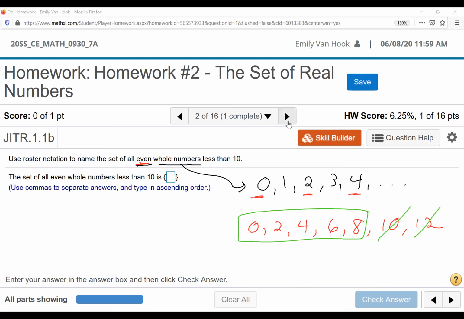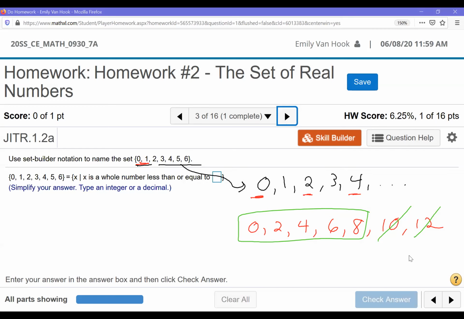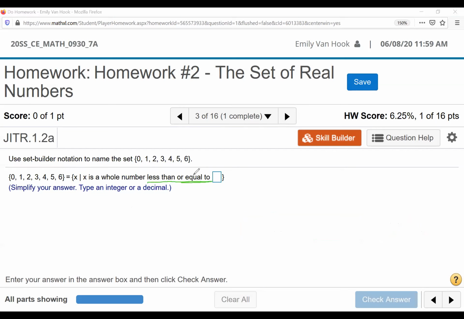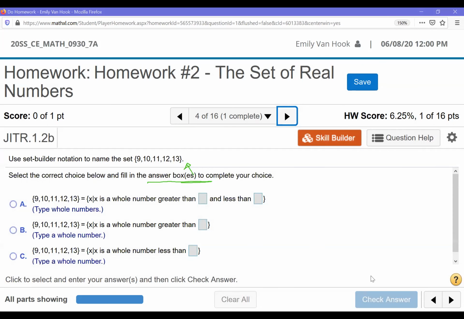I'm just going to keep on moving and look at our next set of questions here. Let's see, number 3, set builder notation. Use set builder notation to name the set 0, 1, 2, 3, 4, 5, 6. Those look like whole numbers to me. So let's take a look. Okay, so the set of all x such that x is a whole number, yep, less than or equal to 6. In our notes, the example had 3. In my homework, I would just type 6 here. Okay, good. So my goal right now is just to give you a little preview of some of these questions here.